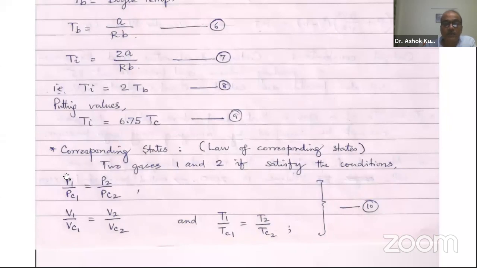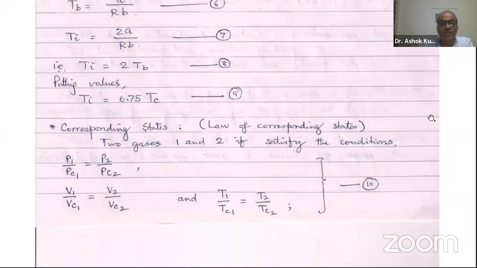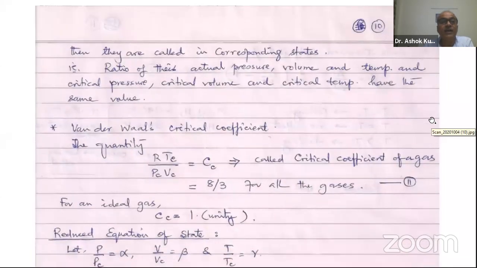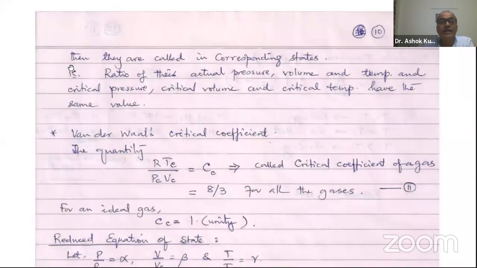This is all the same. If they follow it, they are called in corresponding state, and the law says that if two states are in corresponding state, then this situation will be fulfilled. So the law and the definition are the same. Okay, don't get confused. So finally, then they are called in corresponding state.